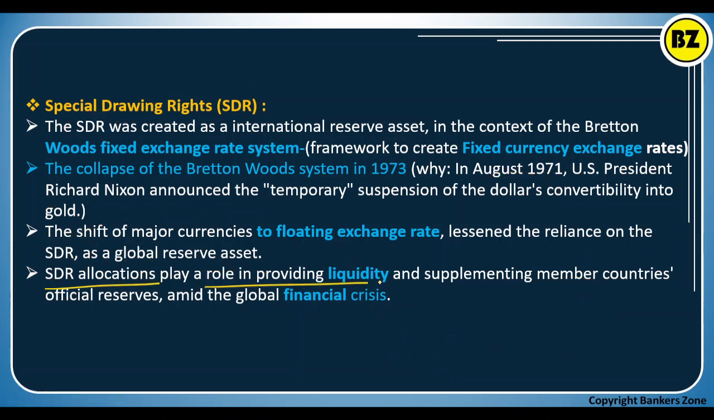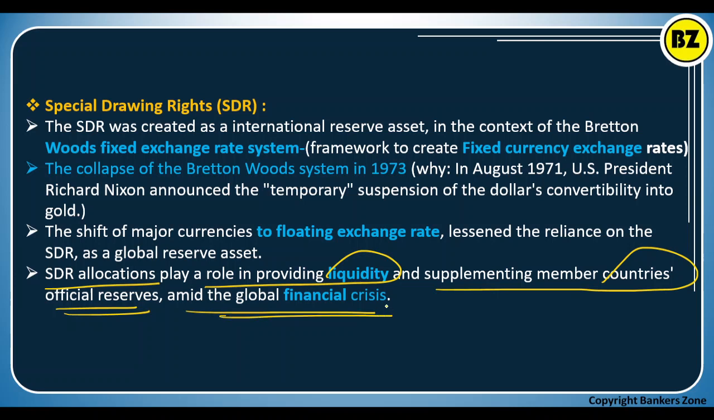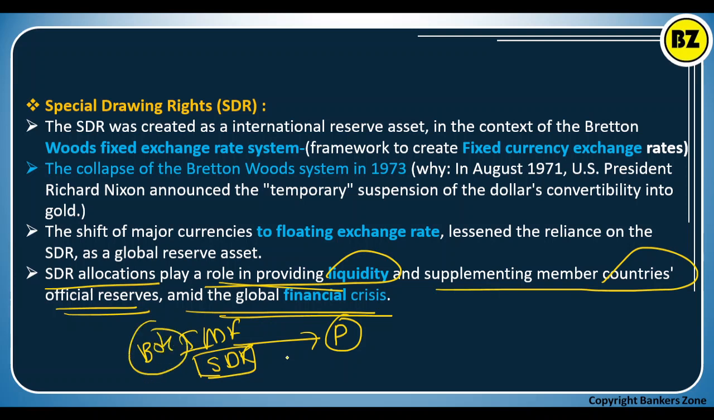SDR allocation plays a role in providing liquidity and supplementing member countries' official reserves amid a global financial crisis. So SDR allocation plays a very important role. If any country needs help, for example Pakistan, Pakistan approaches the IMF. The IMF has its balance in the form of SDR. What is SDR? SDR is a basket of currencies, which we will discuss in the next slide. So the IMF will give some SDR to Pakistan. Pakistan will convert that SDR to their rupee, or they can convert it to dollars and use that foreign currency to support imports.